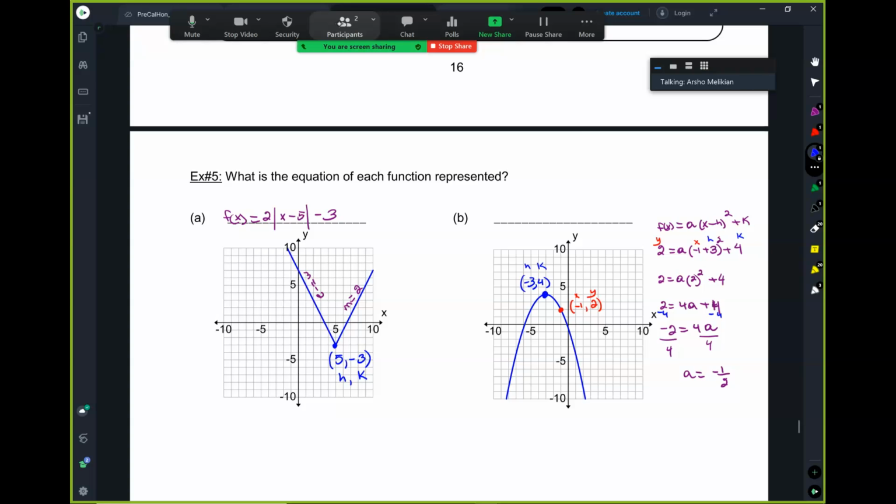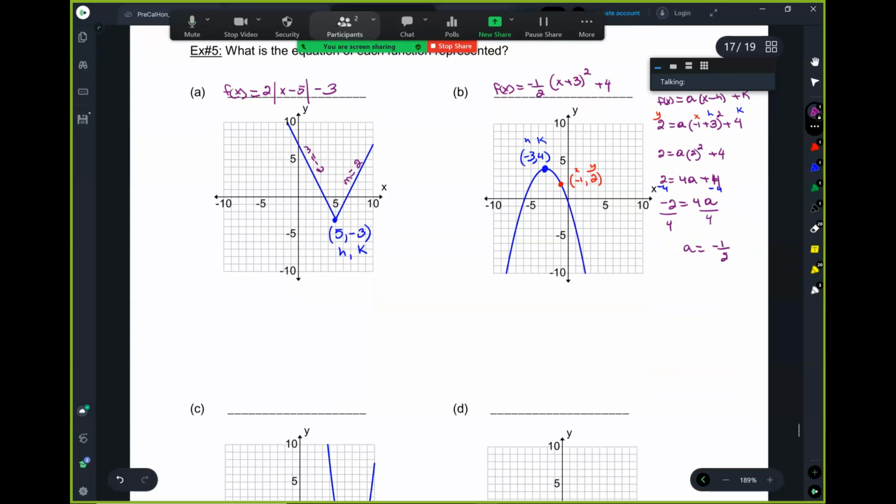However, if I ask to show work, you should show some sort of work, right? Either like an explanation or something. Okay, so f of x is going to be negative 1/2 (x plus 3) squared plus 4. Okay, any other questions?